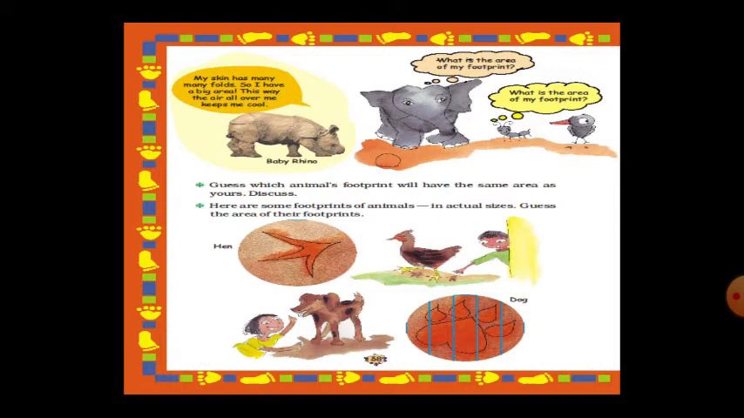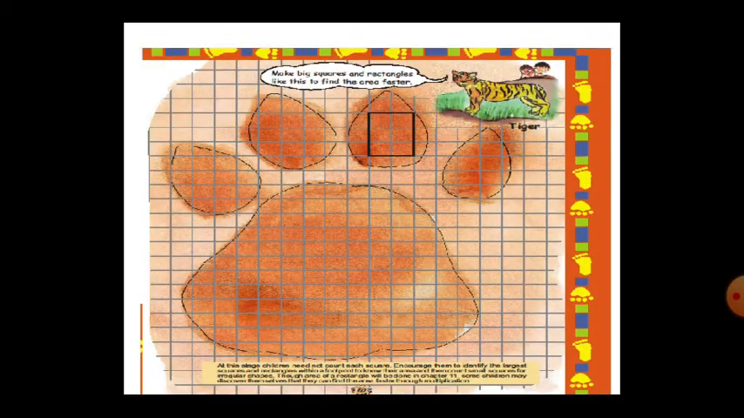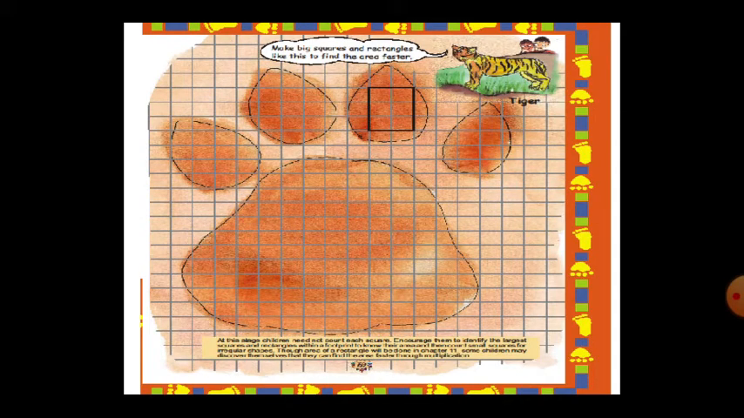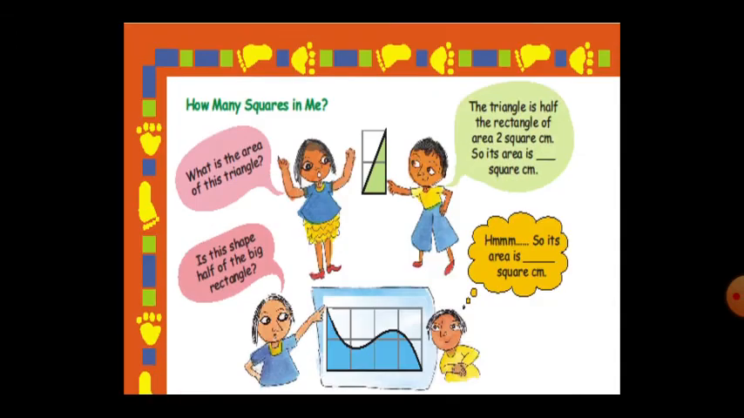Here are some footprints of animals in actual size. Guess the area of their footprint. Here you can observe an animal footprint, and a dog footprint also. See, both are different, right? Now you make a big square and rectangle like this to find the area faster. You have to trace a little bigger, and find how many squares are there inside that.